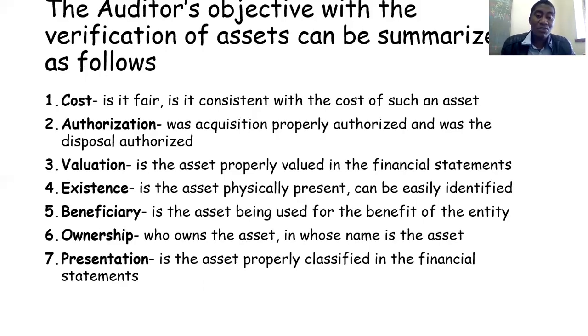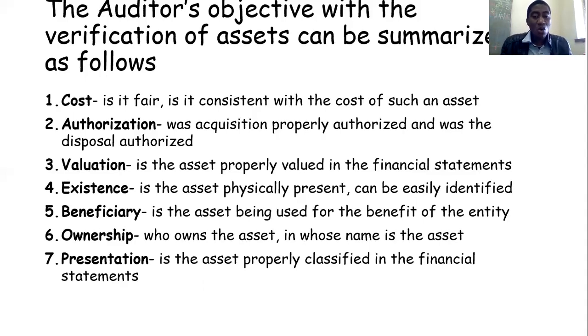Then we go to beneficiary. To whom is that asset benefiting? Is the asset being used for the benefit of the entity? Coming back to our example, we said we are going to purchase a motor vehicle for the benefit of giving a manager. You see, I've already defined beneficiary. The manager is going to benefit so that he is motivated. So if the manager is motivated, then we are going to exploit the manager as an organization to the full extent. So we are benefiting from the exploitation of the manager.